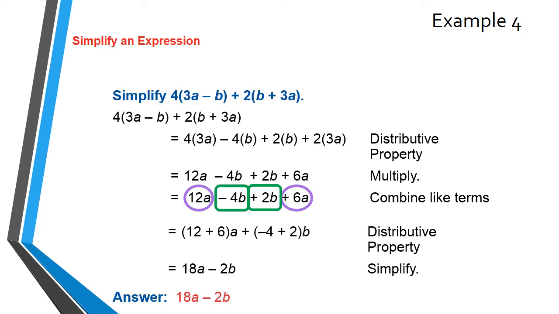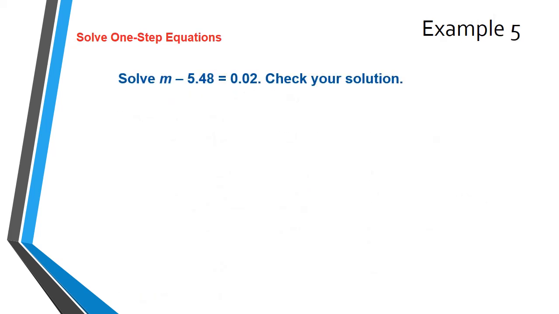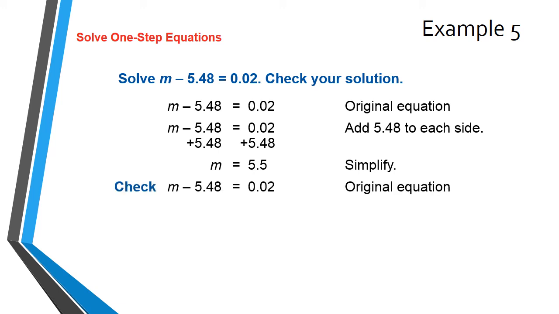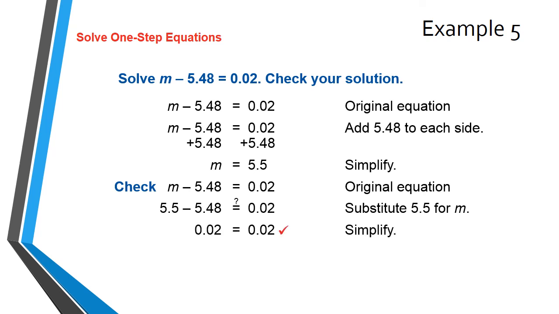So let's do a one-step equation. m minus 5.48 is equal to 2/100. So I need to solve for m. I start by adding 5.48 to both sides of my equal sign, and I'm left with m is equal to 5.5. Remember, you can always check your answers to make sure that you solved it correctly by plugging your solution back into the original problem. If both sides of your equal sign match, then you know you've done it correctly. So our solution is 5.5.